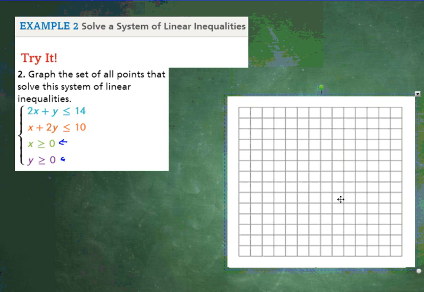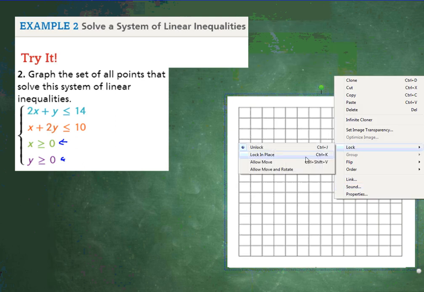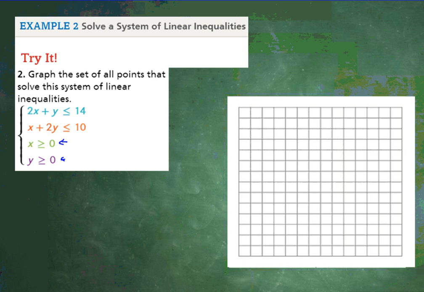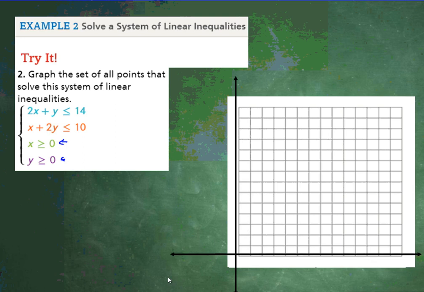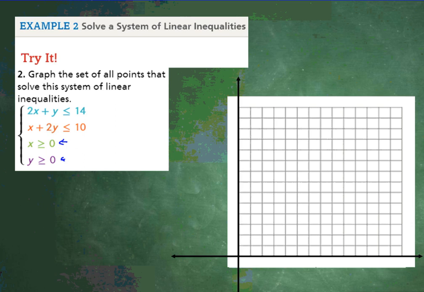Let me go ahead and lock that in place so it doesn't move around. Now, I'm going to graph these things. So I know I'm in my X and Y coordinates. They're right here. Let me line those up a little bit better, where this is 0, 0. That's the origin right here. So go ahead and get your coordinate system set up that way.